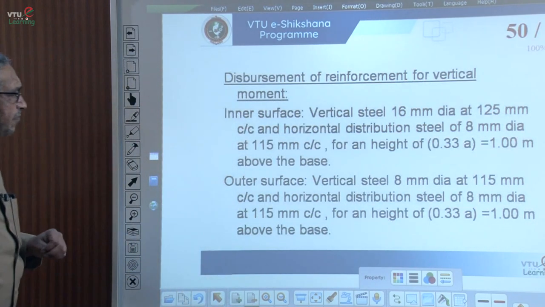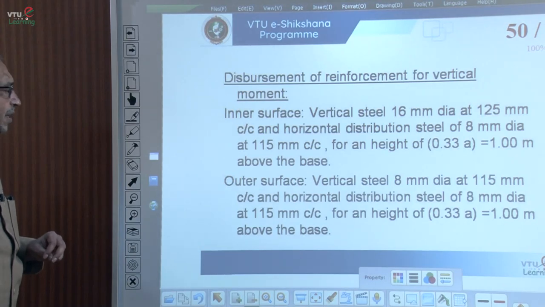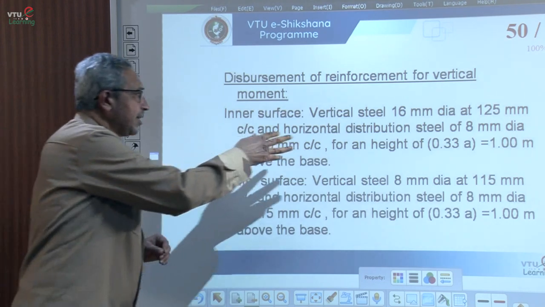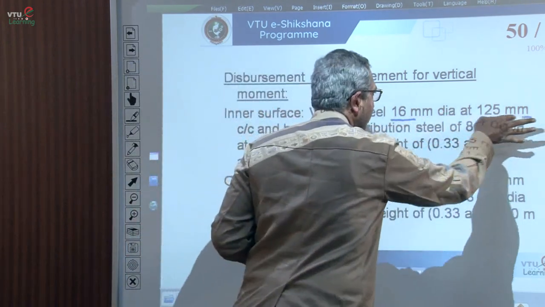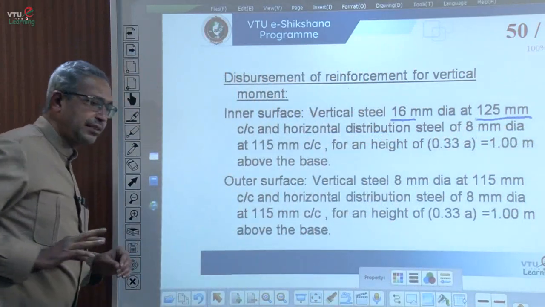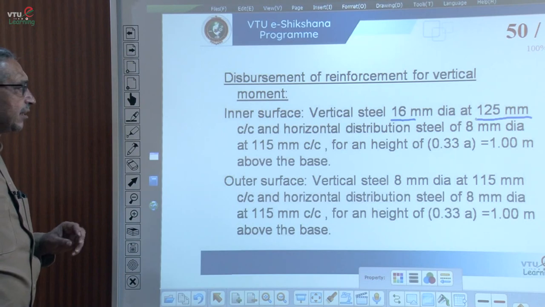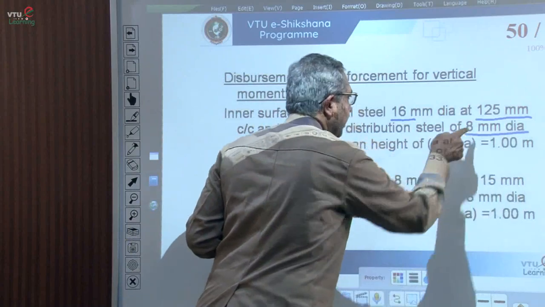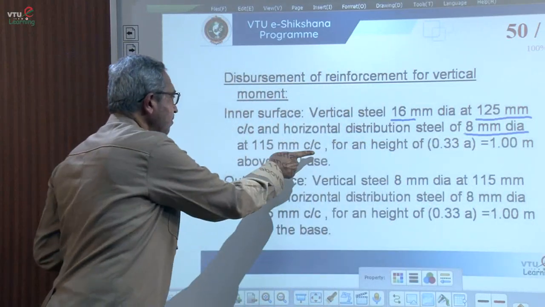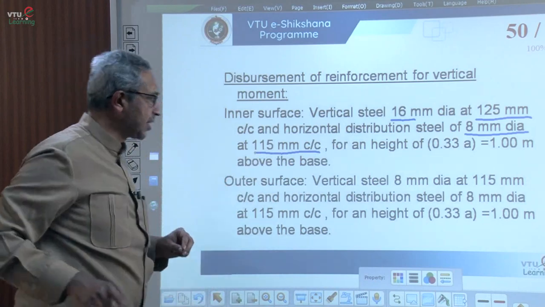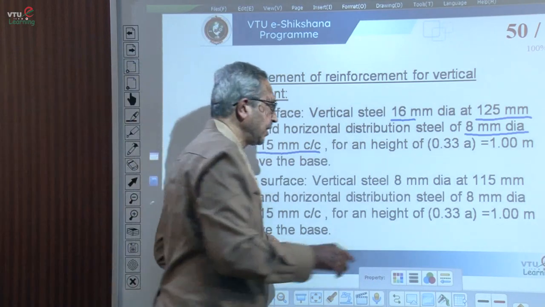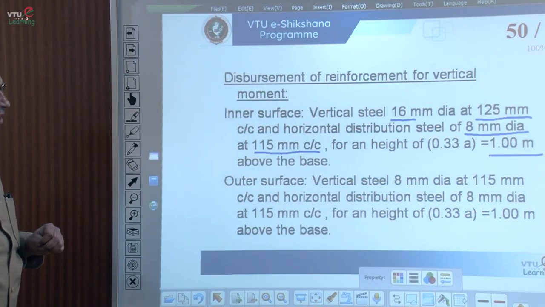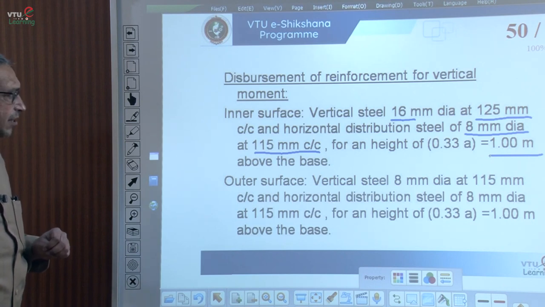Next is the disbursement of reinforcement for vertical steel, for vertical movement. On the inner surface of the tank, vertical steel of 16 mm diameter bars at 125 mm center to center, and horizontal distribution steel of 8 mm diameter bars at a spacing of 115 mm center to center for a height of 0.33 A or 1 meter above the base.